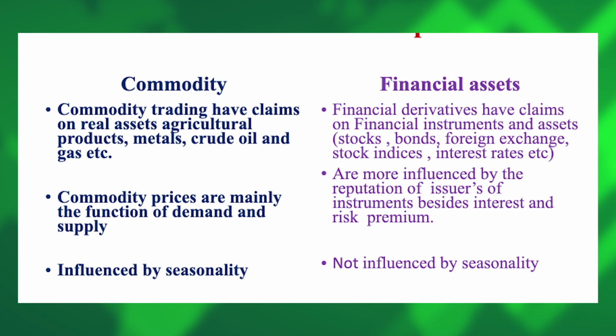Commodity prices are mainly a function of demand and supply, and are also influenced by seasonality, whereas financial assets are influenced by the reputation of the issuer of the instrument besides interest and risk premium. The prices of financial assets are not impacted by seasonality.